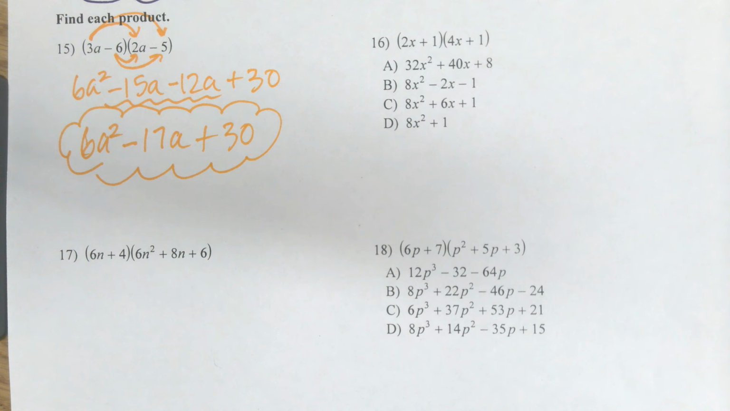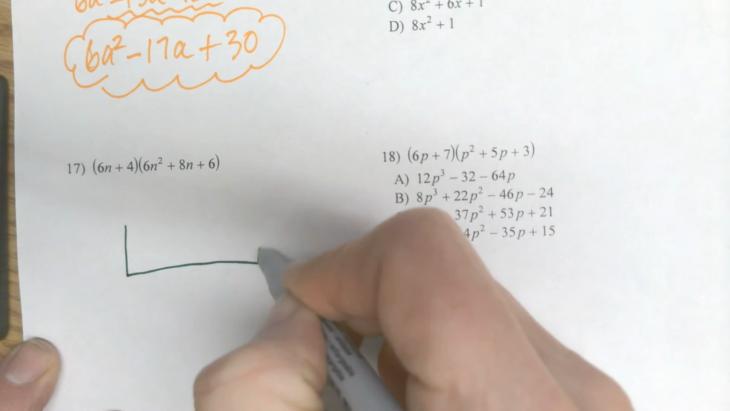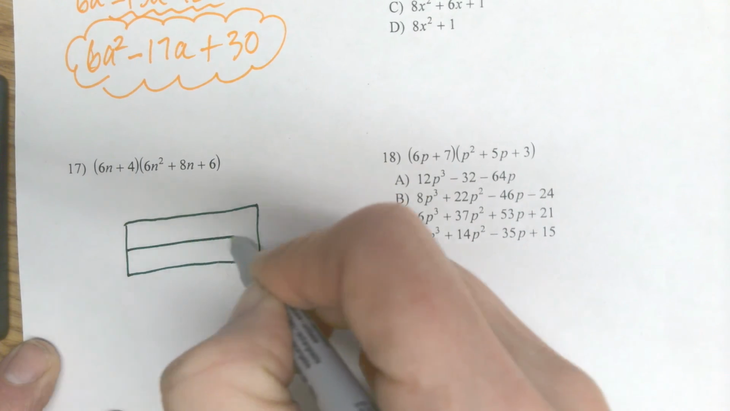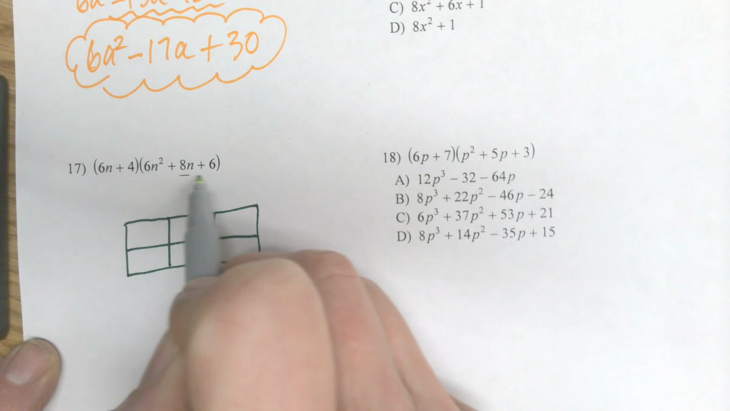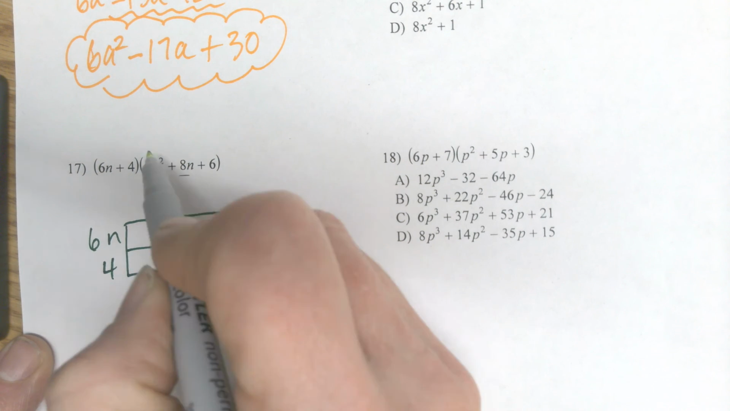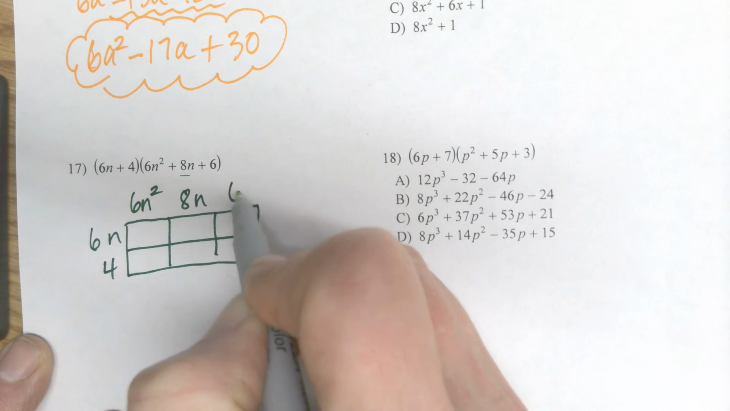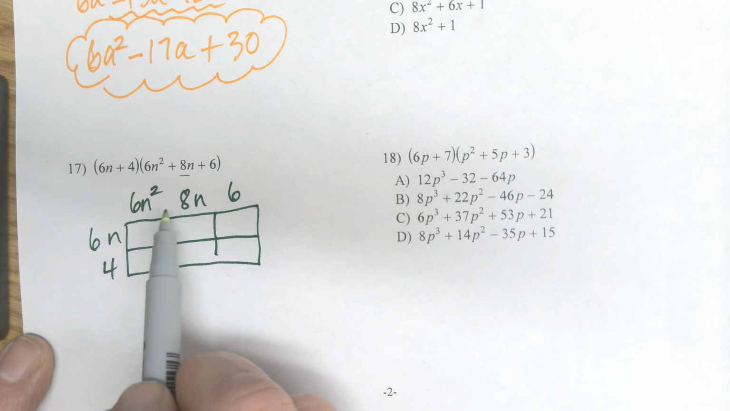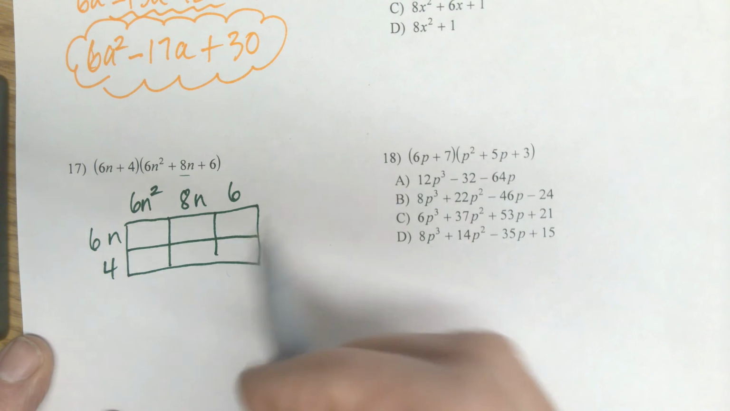The very last problem on the review here is one where we are going to be, like I said, doing the box method. Remember, when you do the box method, you make, in this case, a 2 by 3 box. So I have 6n and 4, 6n squared, 8n and 6. If any of those are negative, remember you make it a minus. If it's a minus, you make it a negative on that thing. Then I just multiply those together.